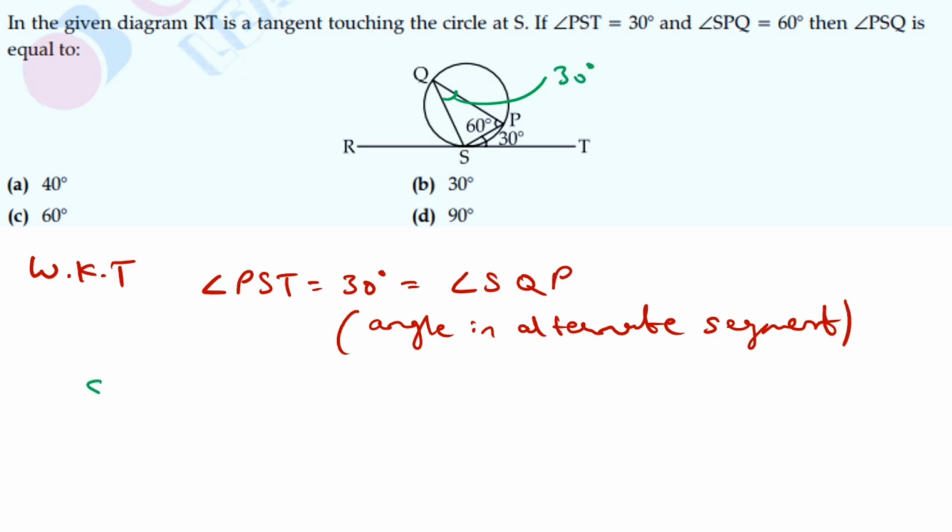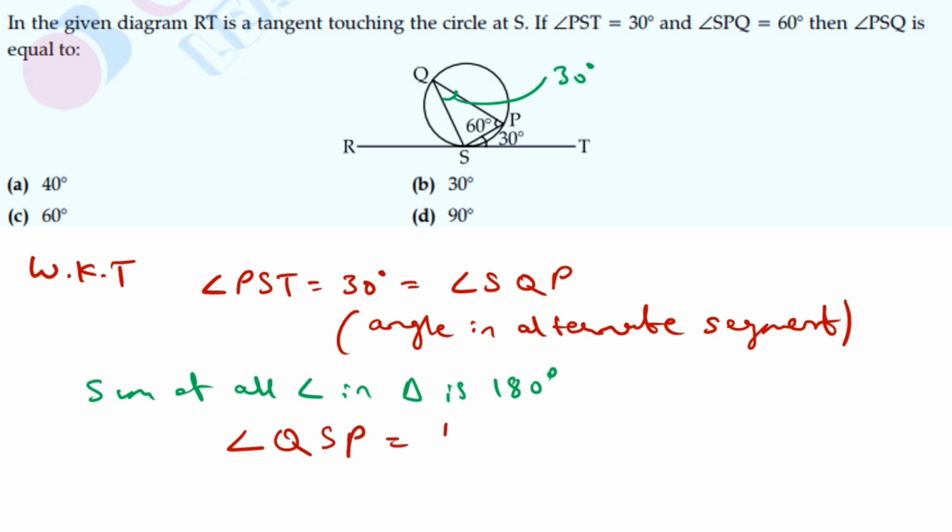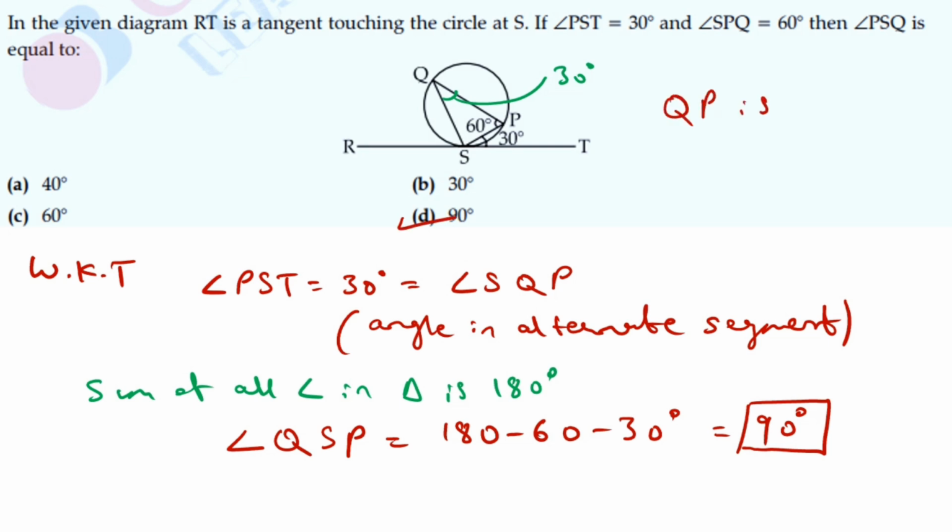Now the sum of all angles in a triangle is 180 degrees. We know that. So therefore angle QSP is equal to 180 minus 60 minus 30, so it will be equal to 90 degrees. We find the angle is 90 degrees, and we can also conclude that QP is the diameter.